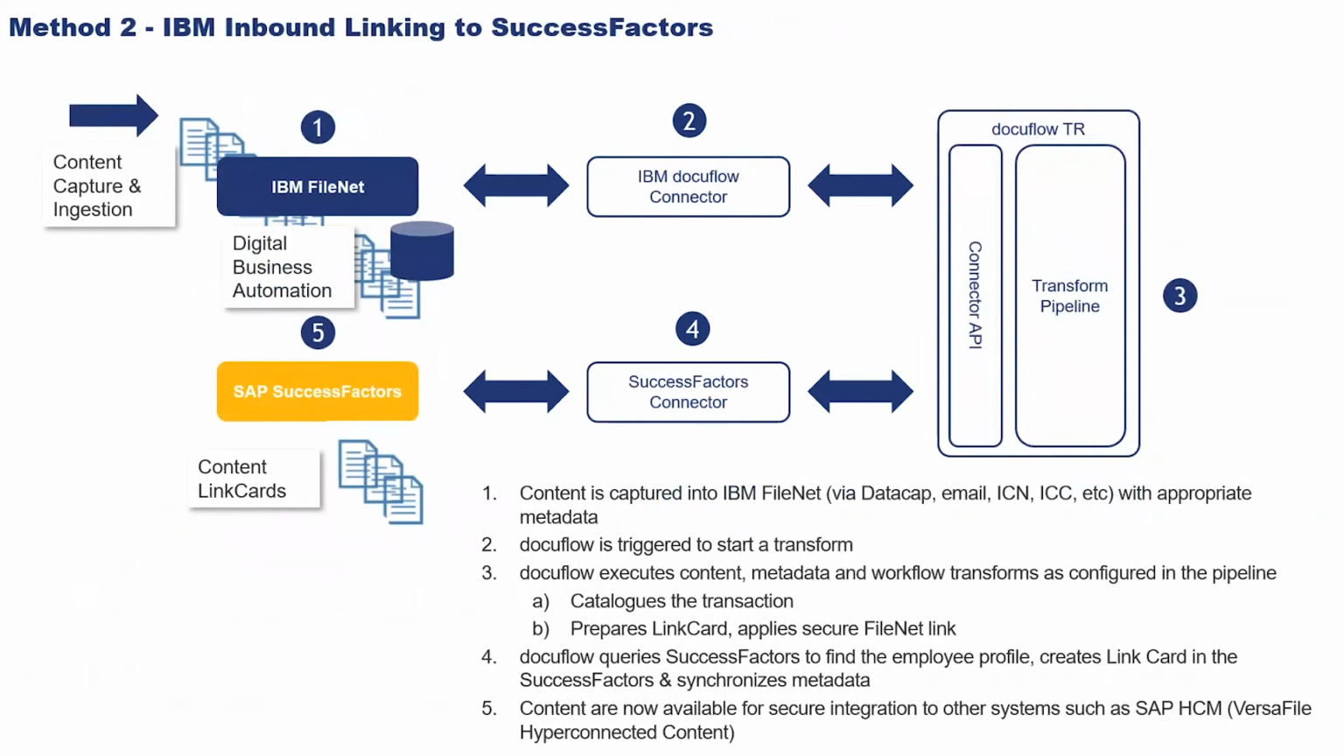The second scenario we'll show is inbound linking to SuccessFactors. In this scenario, we're adding content into the FileNet repository, either into a folder separately with some or a lot of metadata. Either way, docuflow will pick this up, recognize this trigger, go through its transform pipeline, and find the correct records in SuccessFactors and attach link cards to those SuccessFactors records. Any metadata changes between the two will be synchronized.